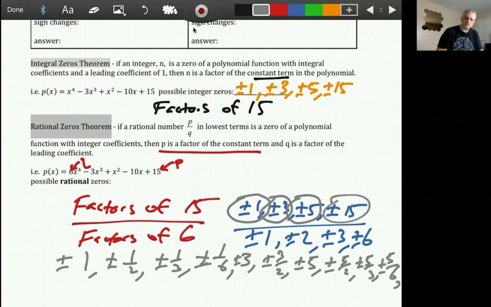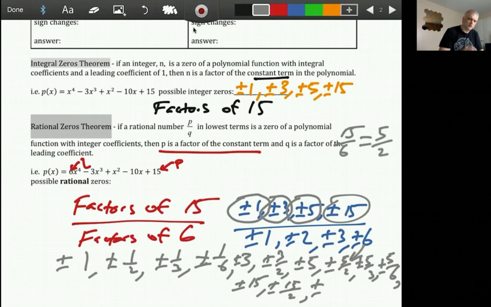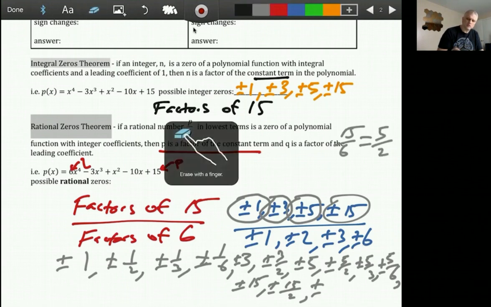Now we'll finish with the 15s. Plus or minus 15 over 1. Plus or minus 15 over 2. Plus or minus 15 over 3. 15 over 3 is 5. We've already used 5, so I don't want plus or minus 15 over 3 being written down on this one, because we've already got it. 15 over 6, plus or minus, let's see, reduce it by 3 over 3, 5 halves. We've already got that one. I don't want that written down again, so I am not going to include that last one.